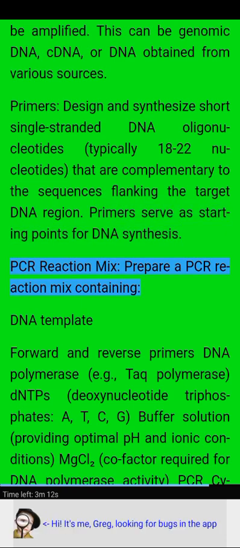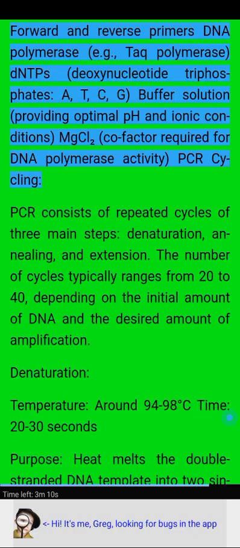PCR reaction mix. Prepare a PCR reaction mix containing DNA template, forward and reverse primers, DNA polymerase (e.g., Taq polymerase), dNTPs (deoxynucleotide triphosphates: A, T, C, G), buffer solution providing optimal pH and ionic conditions, and MgCl2, a cofactor required for DNA polymerase activity.